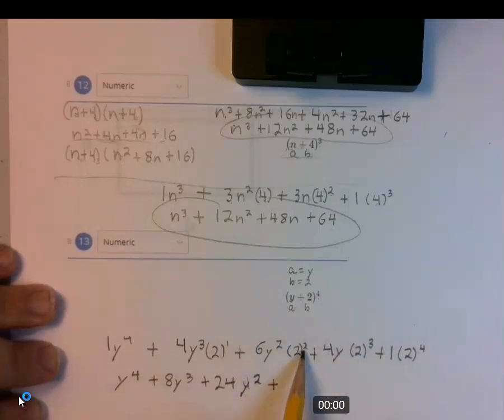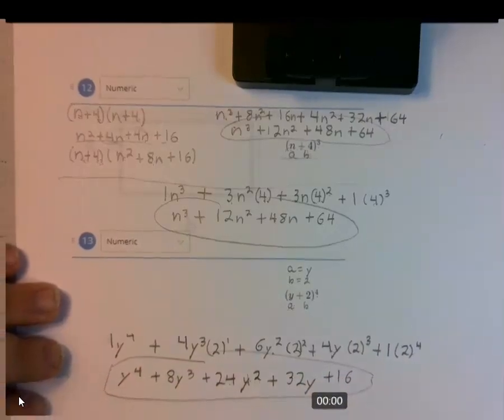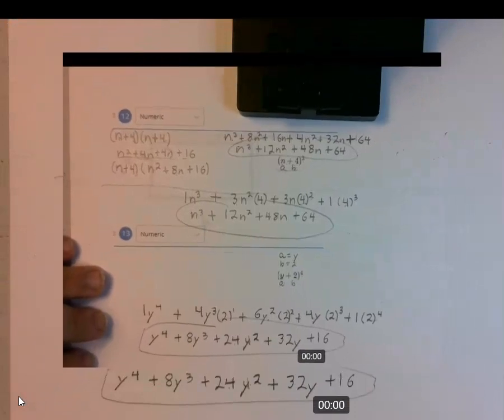Okay, so again, that was 4 times 6 is 24 y squared. Now it's 8 to the third, 8 times 4 is 32 y, and 2 to the fourth is 16. And that's it. Do that nice and easy, pretty quickly.